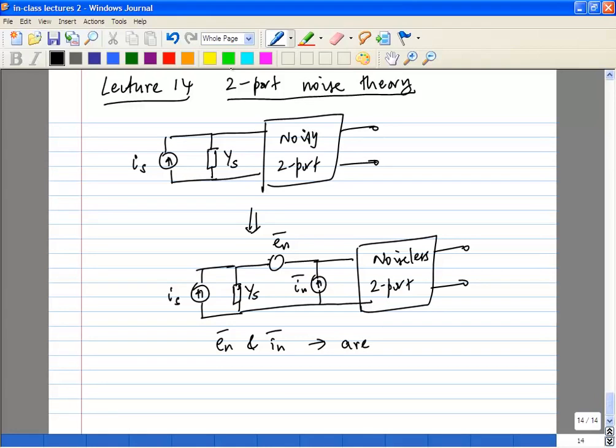So that's what we're going to calculate. We're going to assume a very general case, a completely general case, where the input has some noise and the two-port has some En and some In, and we're going to calculate the noise of the two-port in a particular fashion which is useful for us. In general, En and In can be correlated.